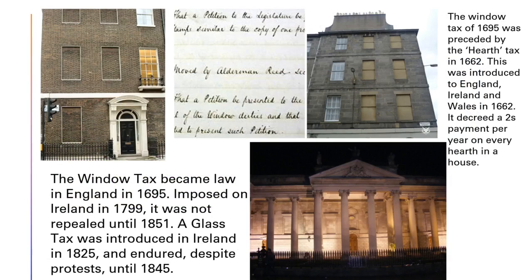In 1695 in England, there was a window tax which became law a little bit later on in Ireland. And effectively, a glass tax was introduced in Ireland in 1825 and endured despite protest till 1845. So what they did in England and Ireland, let's go back to the 11th century with King James and what they called the New Bible, what do they call it?